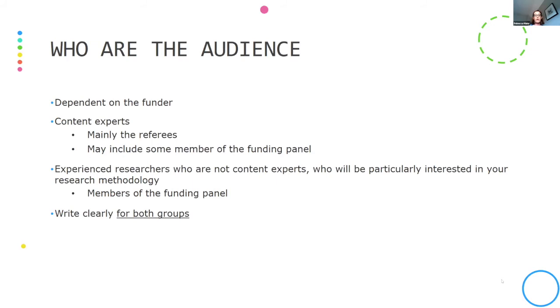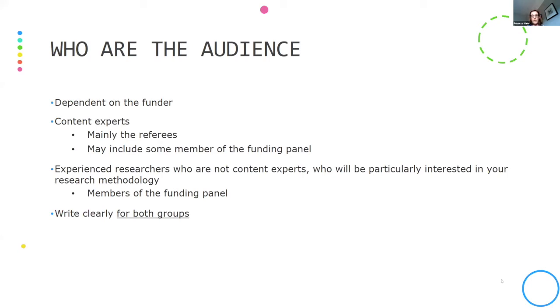So when you're writing your grant, it's critical that you understand the audience of the panel who you're writing your application for. And that is going to depend on who the funder is. And so we know that there's likely to be content experts, so someone who is an expert in the field of the application. Then usually referees, so there would be a referee process, but it may be that the funding panel also includes experts in the area.